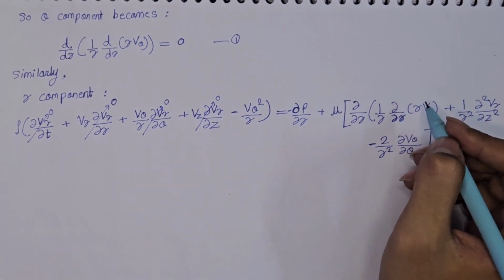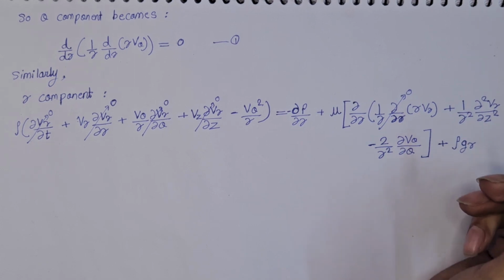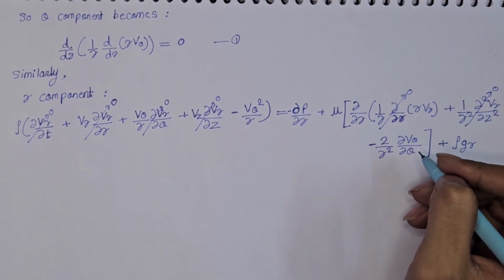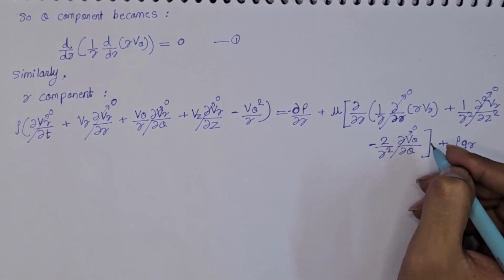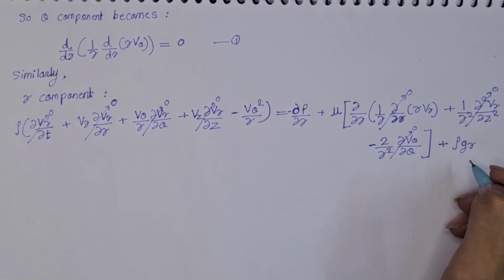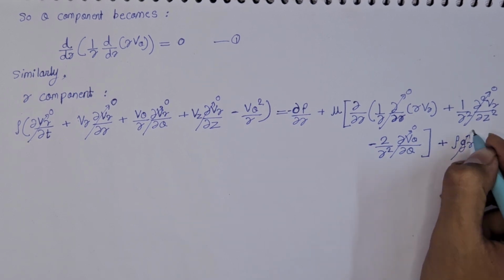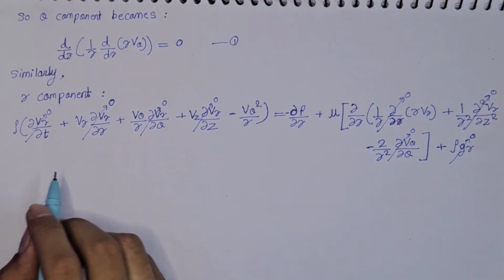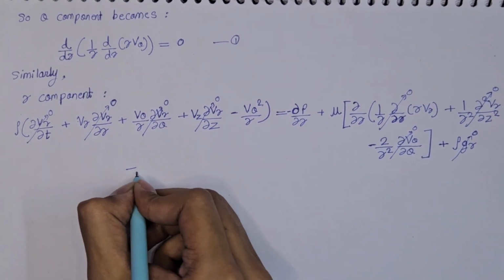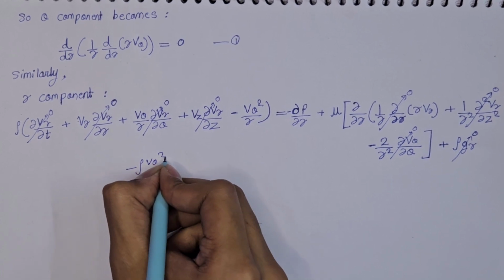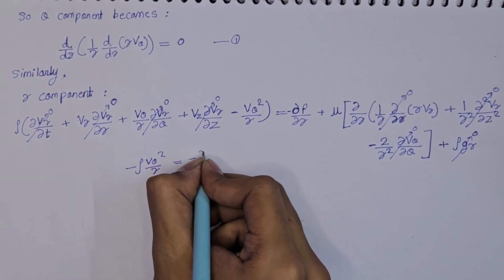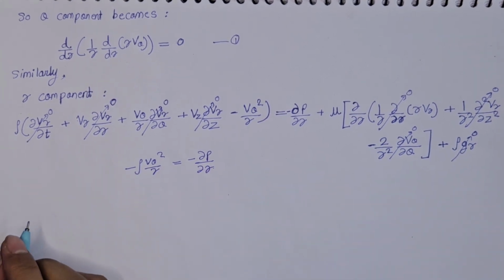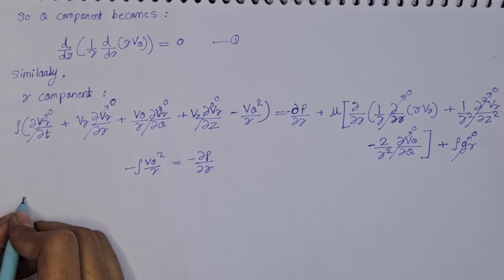Coming to the next, these values will also be 0 because Vr is 0. This term will also be 0 because Vr is 0. And this term will also be 0 because v theta is a function of r, so the differential will be 0. And this will also be 0 because of purely rotational flow. So by writing this, we are only left with the terms: minus rho v theta square by r is equal to minus del p by del r. And again, similarly, we can also write this for the z component.